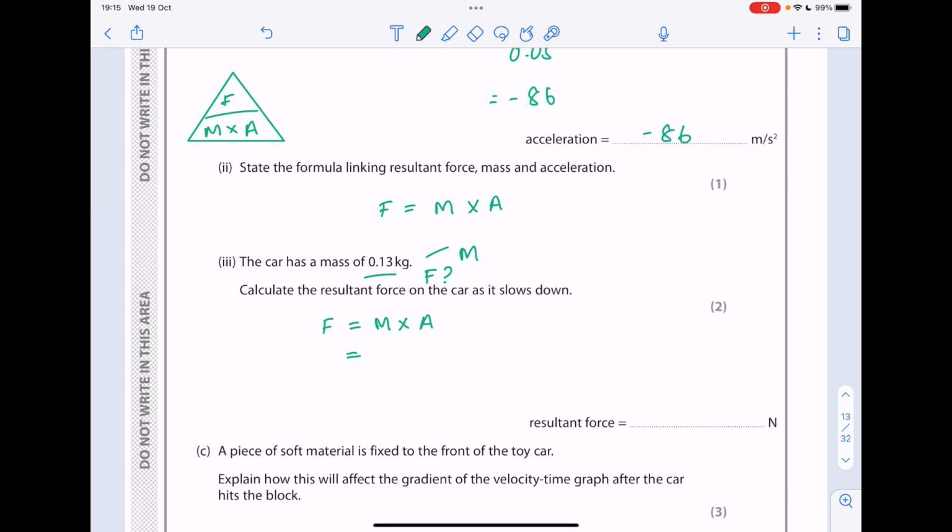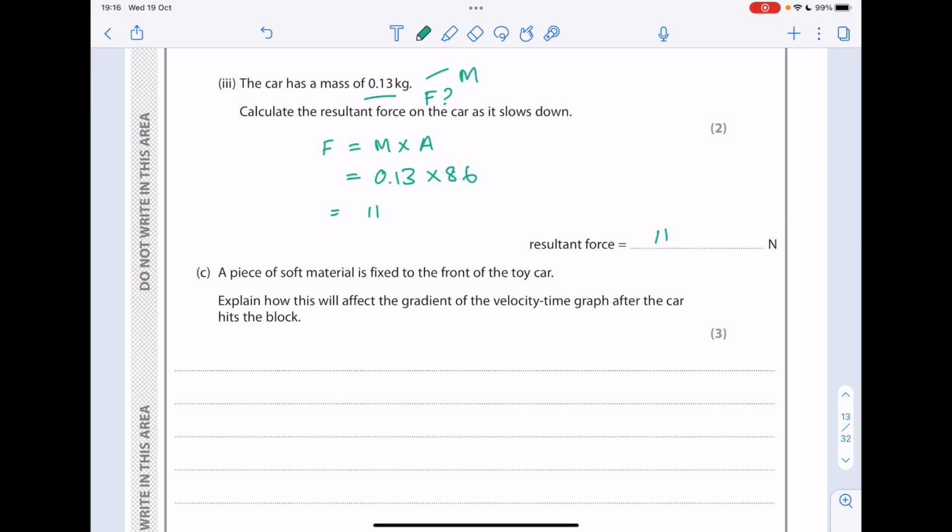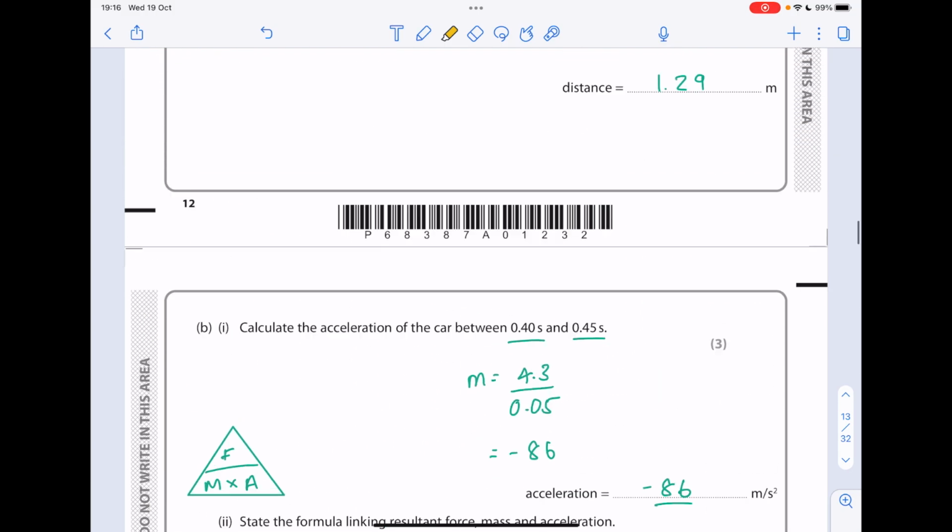We know our mass is 0.13. Remember the acceleration we just calculated is 86. So to two significant figures, our answer is 11 newtons. A piece of soft material is fixed to the front of the toy car. Explain how this will affect the gradient of the velocity time graph after the car hits the block.